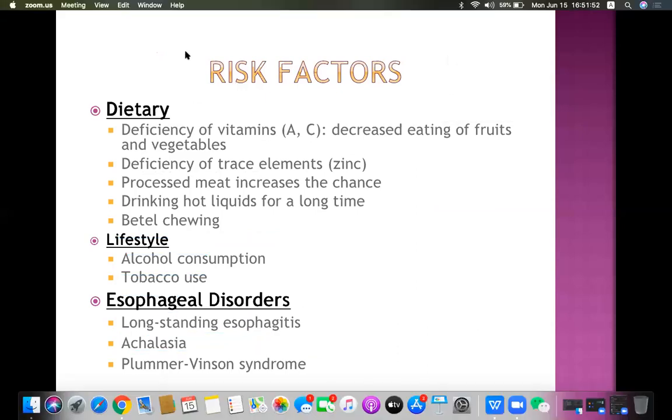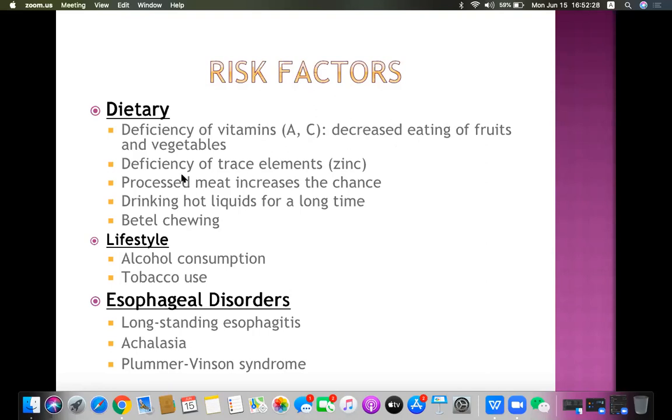Now, what are the risk factors of squamous cell carcinoma of esophagus? See there, the risk factors are dietary risk factors like deficiency of vitamin A and C. Okay, vitamin A and C are antioxidants. So if we do not take them in enough amount, then cancer can happen. So we always say we have to include fruits and vegetables in our diet because they are a good source of antioxidants like vitamin A and C.